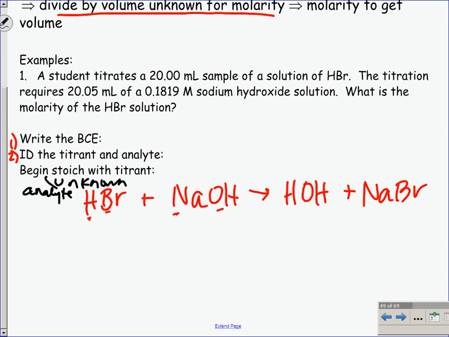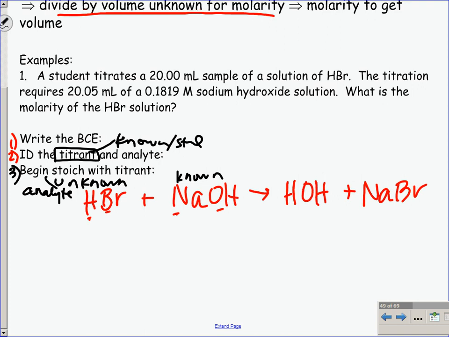All right, and then now the titrant, I told you it would probably come up, but titrant also means known or standard. And who is that, Syrian? Sodium hydroxide. Okay, so that's our known. All right, and then my third step is just start the stoichiometry process, but many times you guys are like, how do I start? I'm going to tell you to start with the titrant, aka the known.